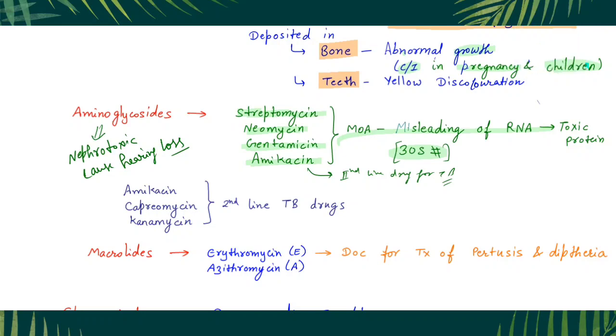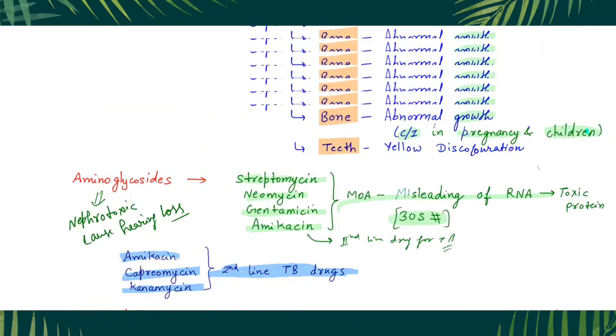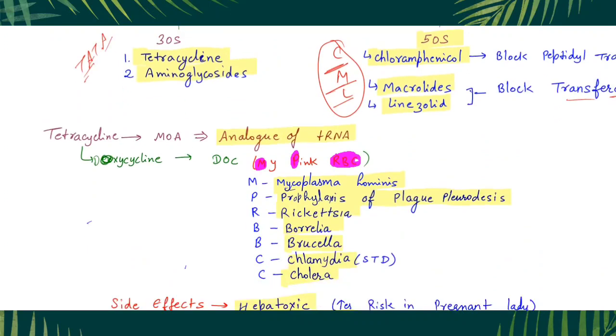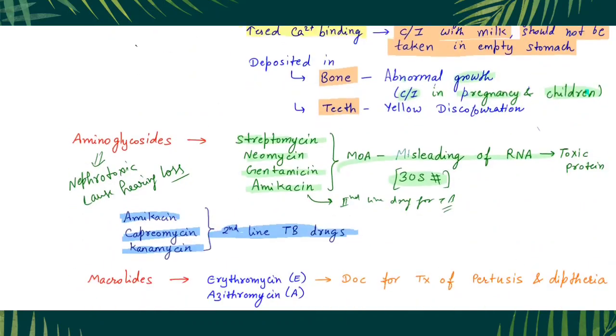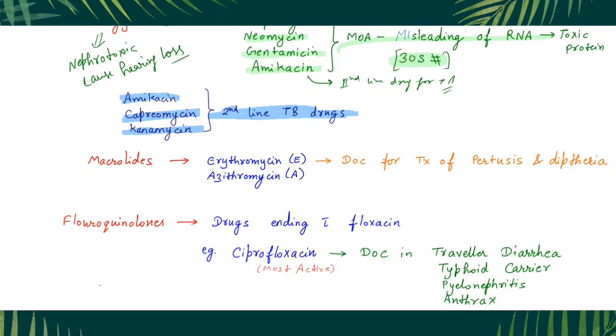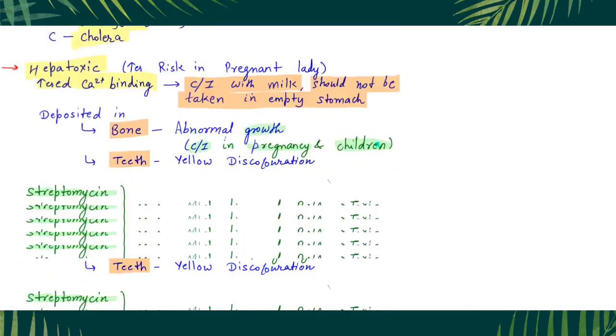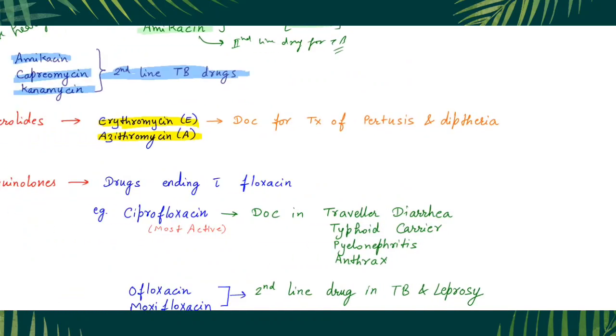Next, amikacin, capreomycin and kanamycin are second line TB drugs. Remember the macrolides, erythromycin and azithromycin. So tetracycline and aminoglycosides are 30S blockers; chloramphenicol, macrolides and linezolid are 50S blockers. Remember the two macrolide examples, erythromycin and azithromycin. Erythromycin is the drug of choice for the treatment of pertussis and diphtheria.